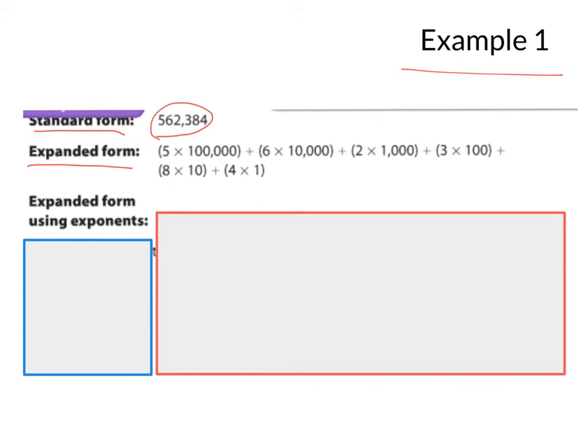Alright, so I moved the box, and expanded form is just what we did last lesson, and I do want you to write this down in example 1. So this is 5 times 100,000, because the 5 is in the hundred thousands spot, plus 6 times 10,000, because the 6 is in the 10,000 spot, and so on, going on.